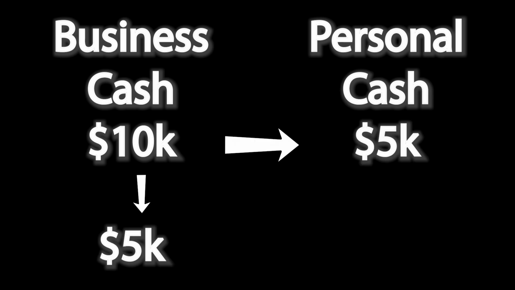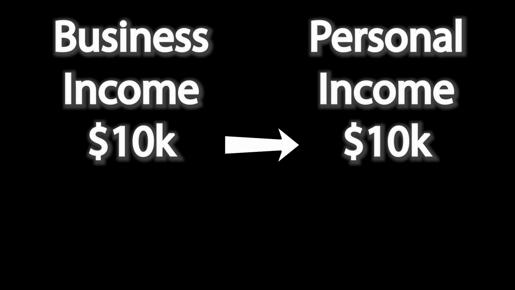Now, if you want to get more complicated than that, we have to discuss the difference between income and cash. So again, you make $10,000, but let's say that you want to leave in $5,000 because you want to grow your company. So you take out $5,000 of cash. Your income is $10,000. That's what you're going to be taxed on, not cash. It doesn't matter the amount of cash that you took out. What matters is income. So $10,000 is going to be taxable.